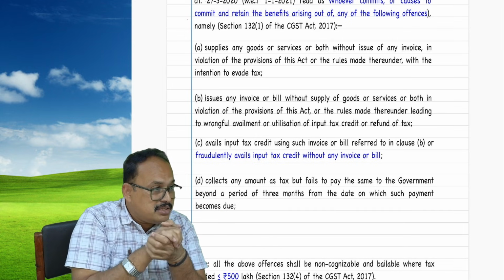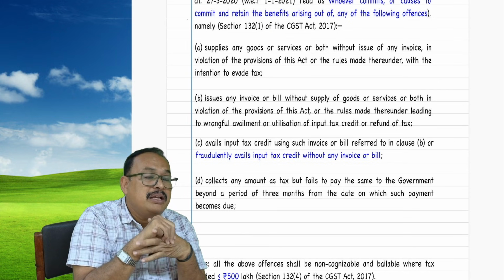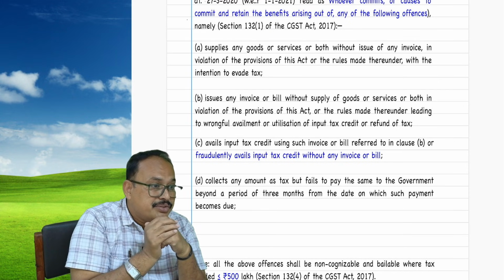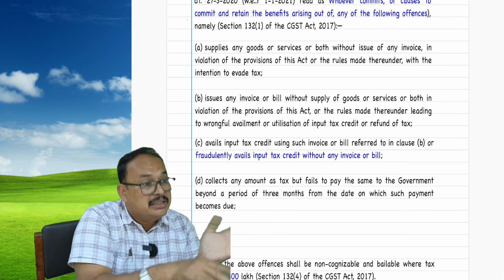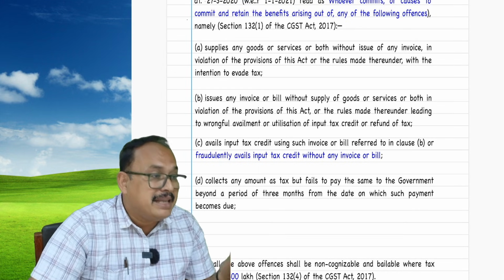All other offences are bailable, namely non-cognizable offences. If the accused person asks for bail, bail should be granted. If the offence has been proved, in that case it depends upon the tax evasion.